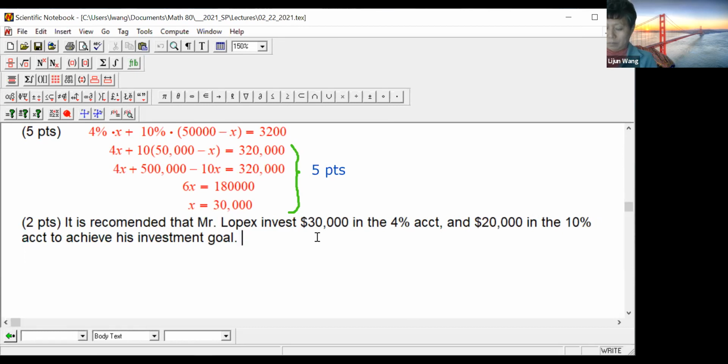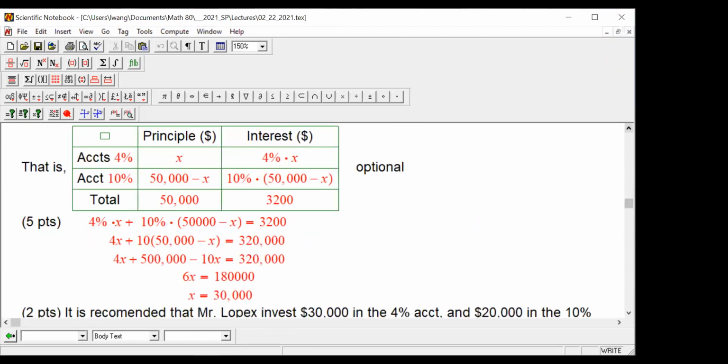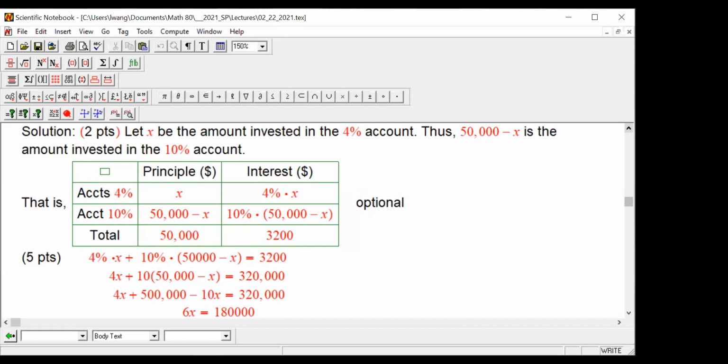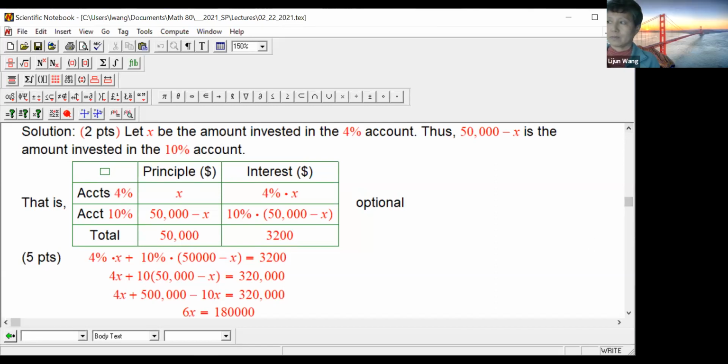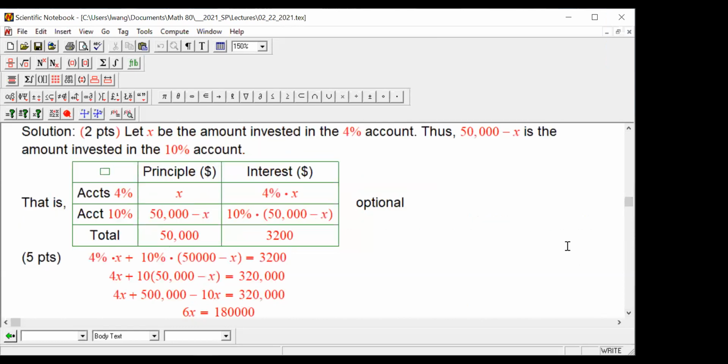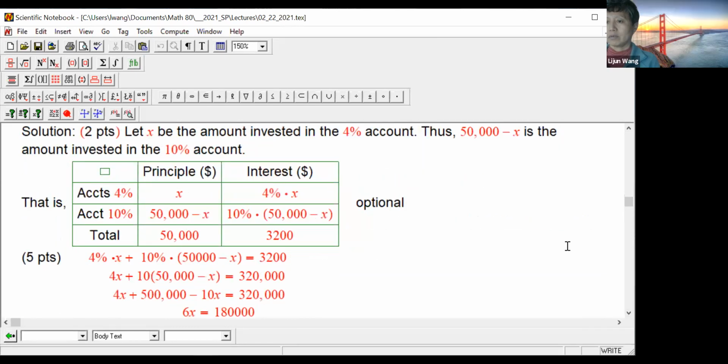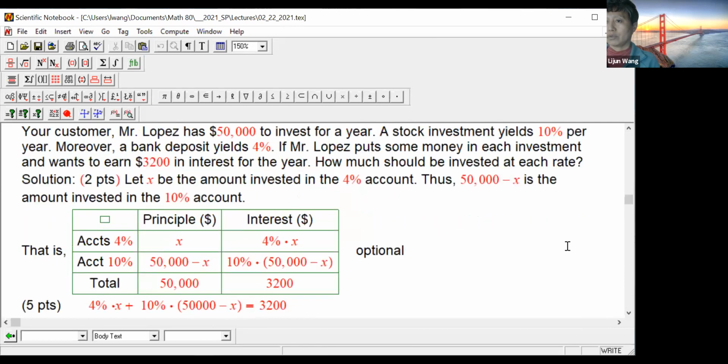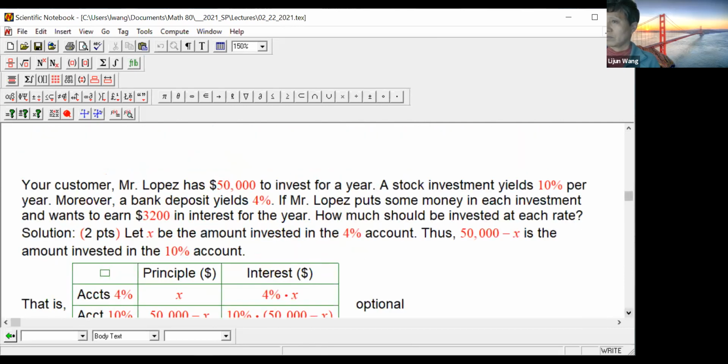And then you're done. So how many total points? How many points total? You're solving these questions. 5 points, 5 points, 14 points. Right? 4 points. 5, 5, 2, 2. 14 points.